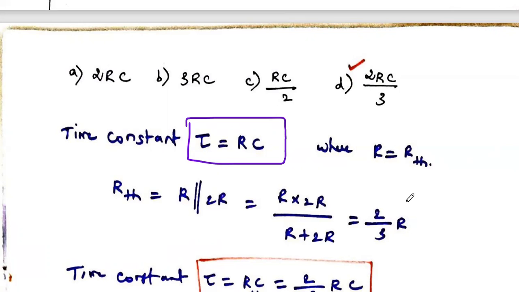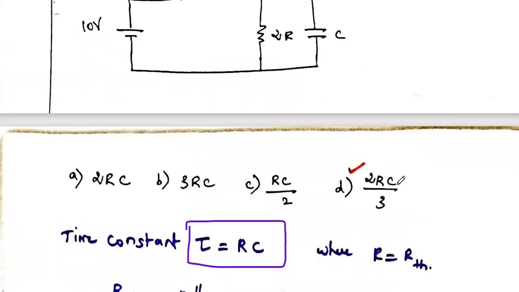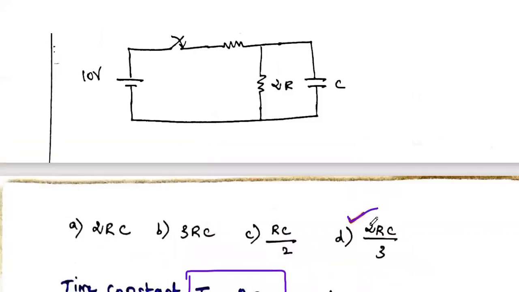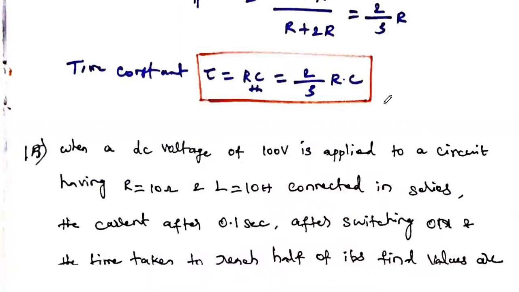Okay, so you just substitute this total resistance value in our time constant formula. So the time constant tau is equal to 2 by 3 R into the capacitor C. So the answer is 2RC divided by 3. So this D is the correct option. Okay, this is the time constant of our given circuit.